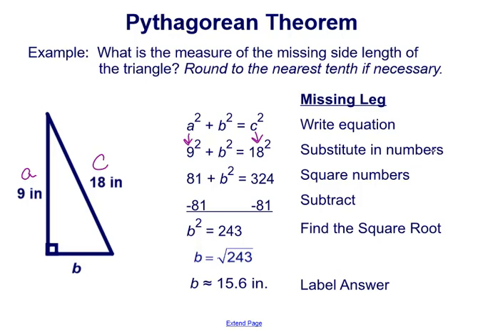Now after we substitute in the numbers, we're going to solve this equation for B. We'll square the numbers we know. So 9 squared will turn into 81 and 18 squared will turn into 324. We'll subtract 81 from both sides, giving us that b squared equals 243. And so we'll use the inverse of squaring. We'll take the square root of 243, and the square root of b squared will give us b. Now we'll round to the nearest tenth: the square root of 243 is approximately 15.6. So that missing side length of the triangle, B, is approximately 15.6 inches.